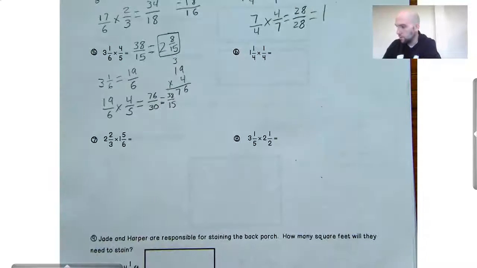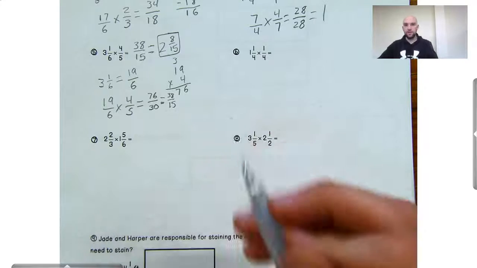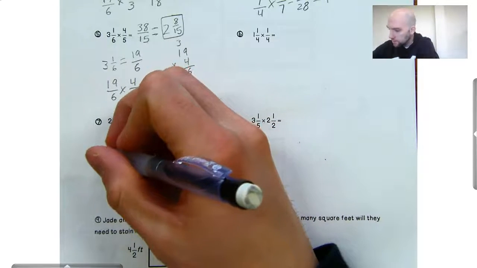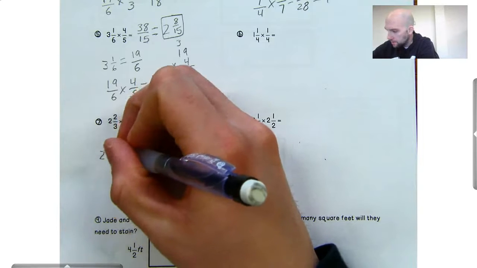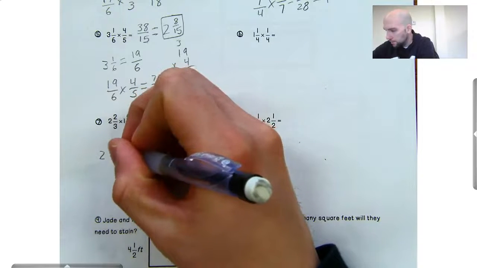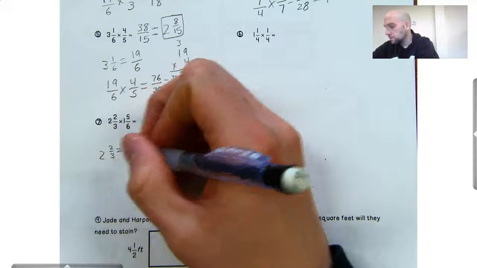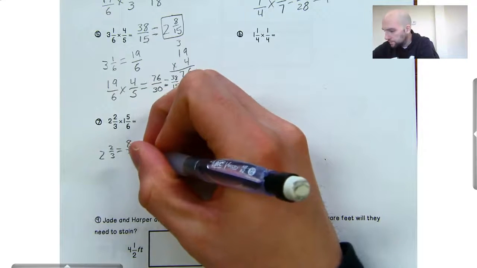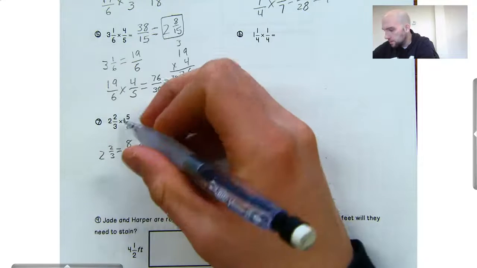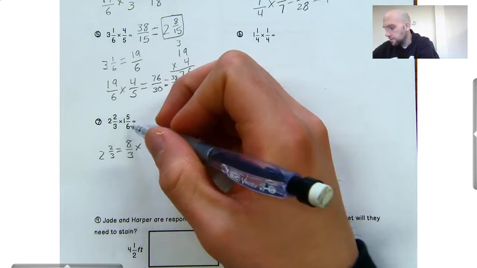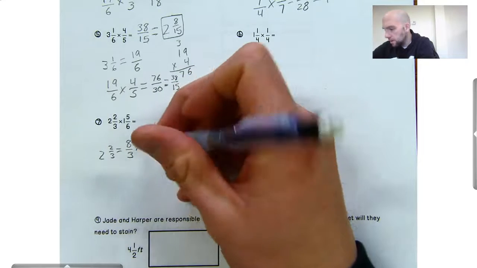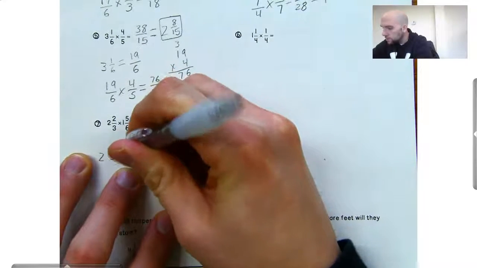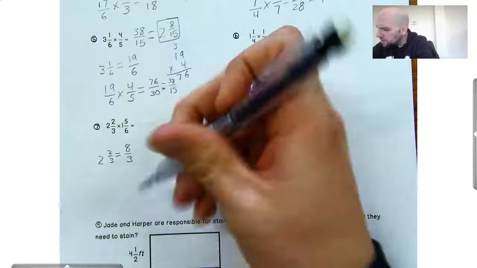All right, and we'll do one more. We'll do one that has 2 mixed numbers in it, because that'll be a little bit more challenging here. 2 2/3 equals, well, 3 times 2 is 6, plus 2 is 8. We have 8/3 times, and then I have, actually, let's do these separately.